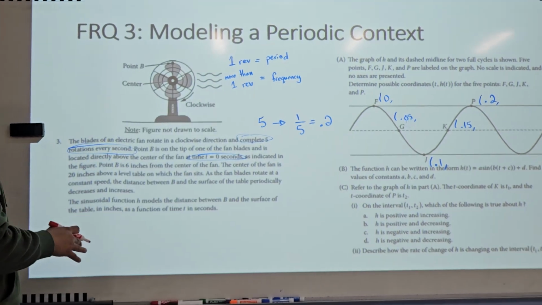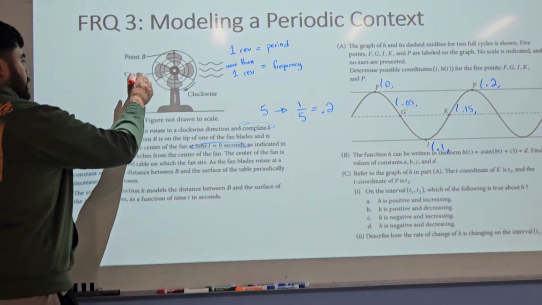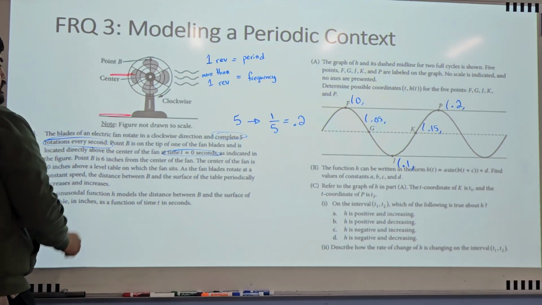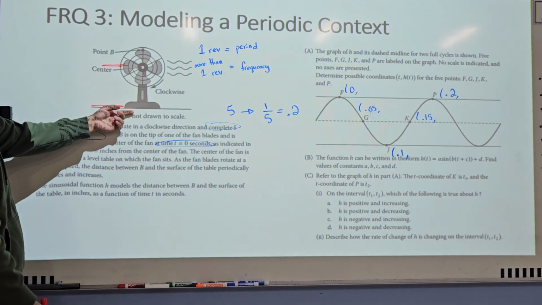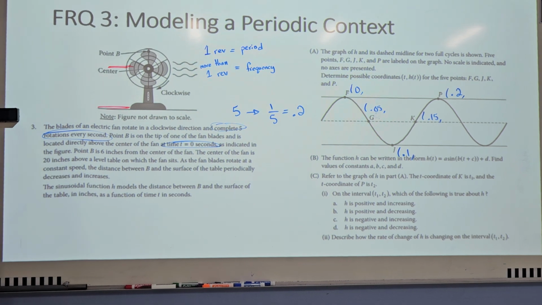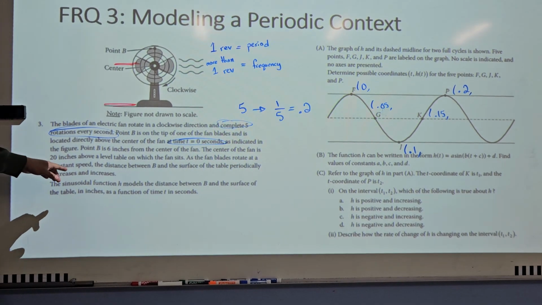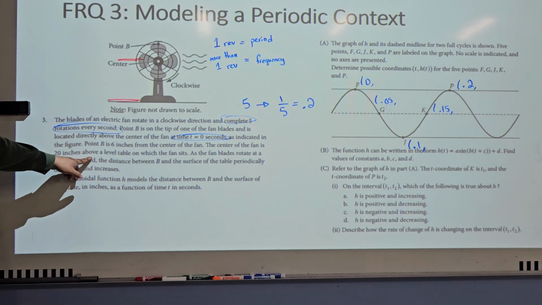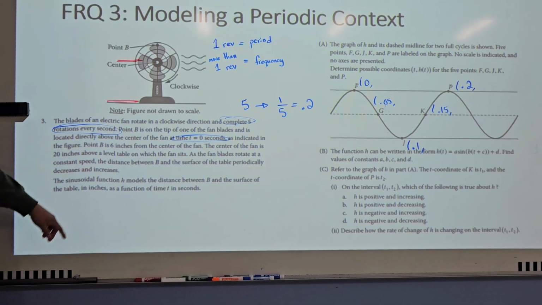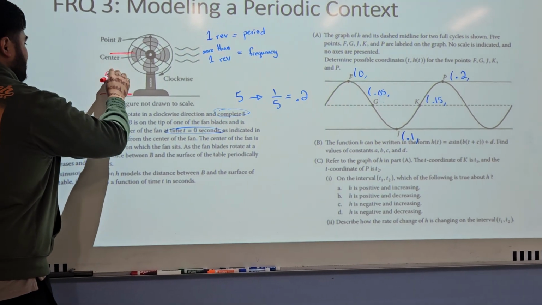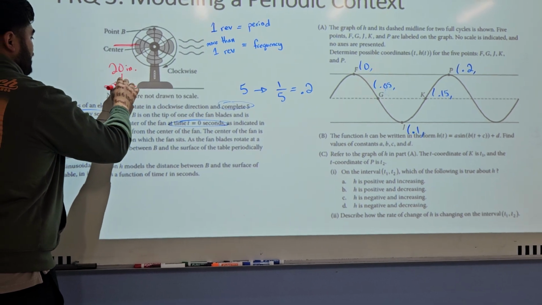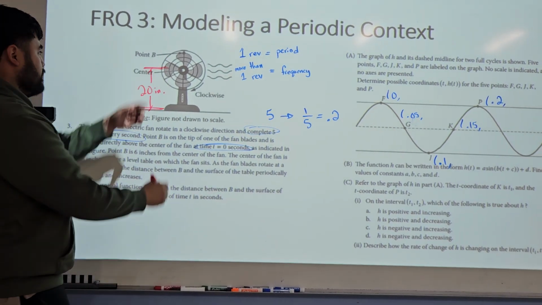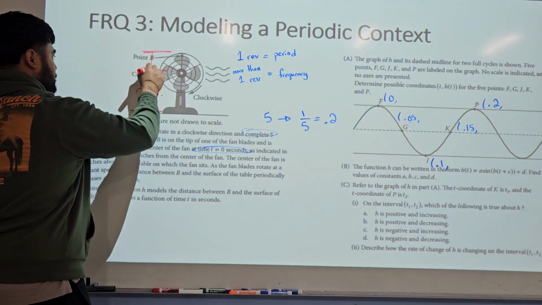So now, what else does it tell me? I know that I need to find my midline before I do anything. So from the floor or the surface to the center of the fan, how many inches was it? It says here it's 20 inches. So going from here to here, and then it tells me from point B, which is all the way over here, to the top.